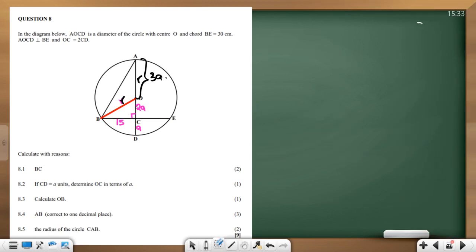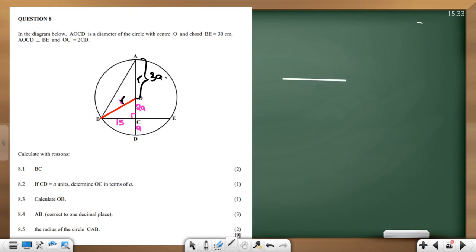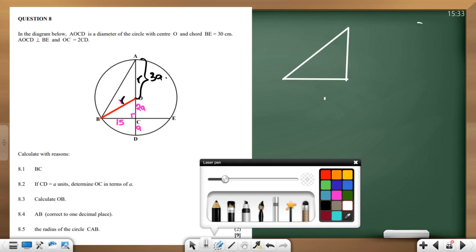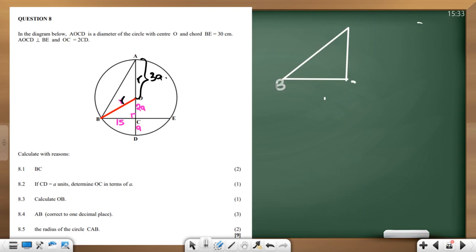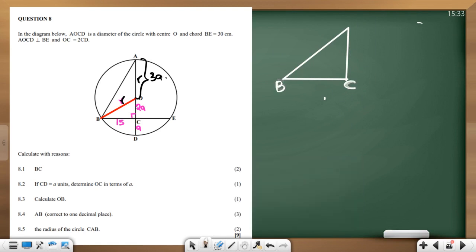All right, so we have a triangle that looks like this already. A right angle triangle, remember? A small triangle this time around. With B, C, and O, this side is 15, that is 2A, and this is 3A. Why 3A? It is a radius. Remember, OB is equal to OD, and our OD is 3A.